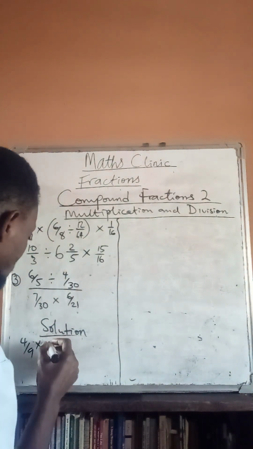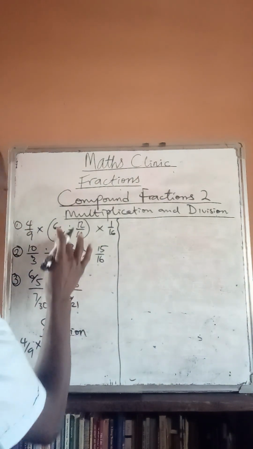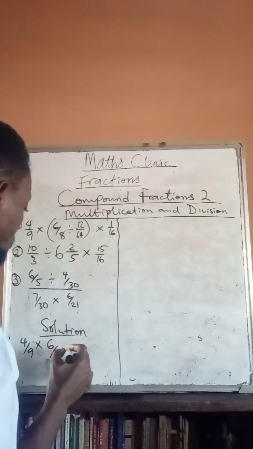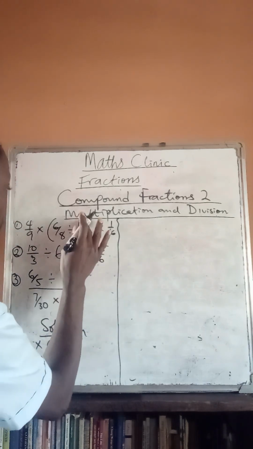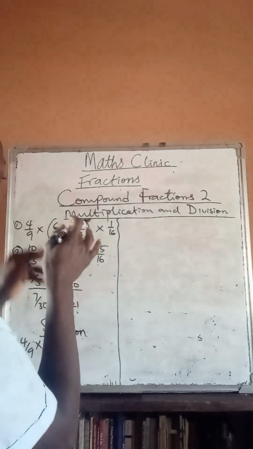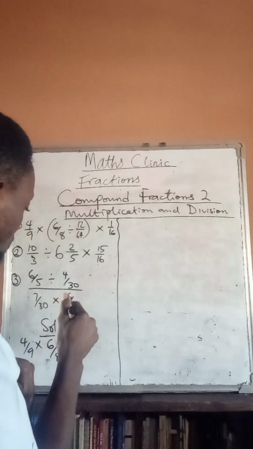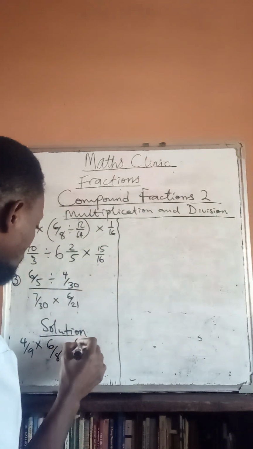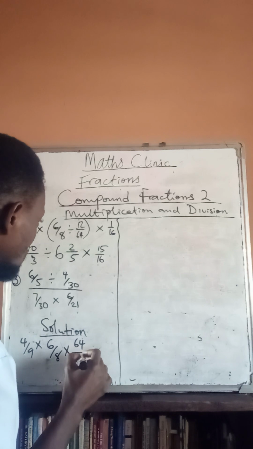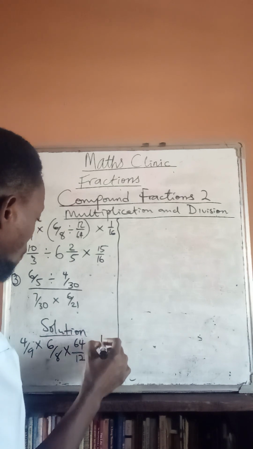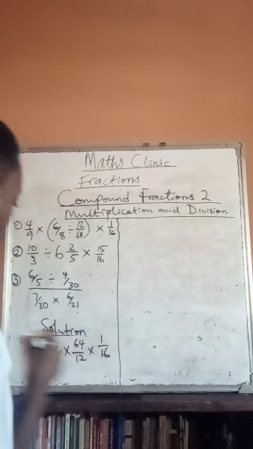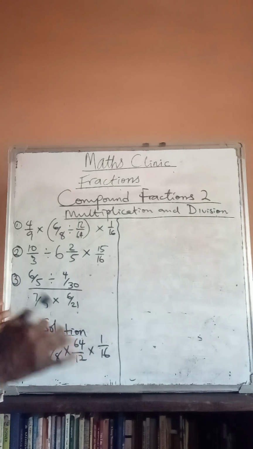6 all over 8 divided by 12 over 64. Division now we change to times, and then 12 over 64 is inverted. That is, 64 goes up, 12 comes down. So we have 64 all over 12 times 1 all over 16. Alright, so now the bracket has been opened.